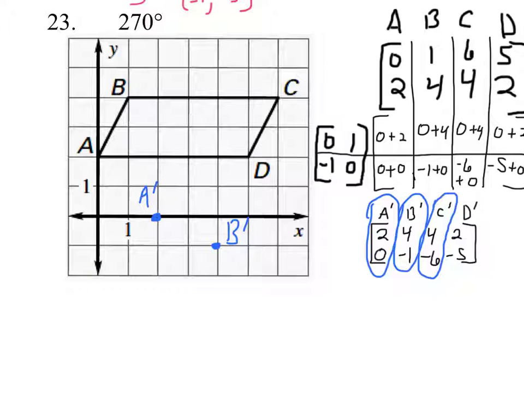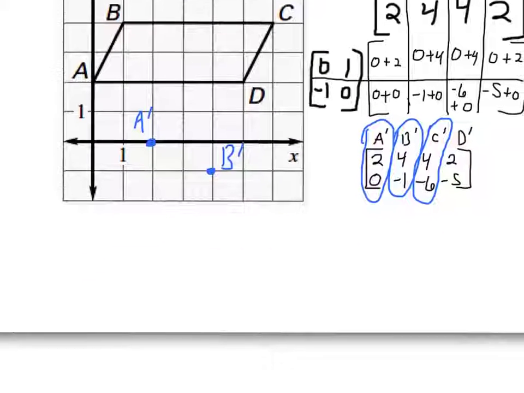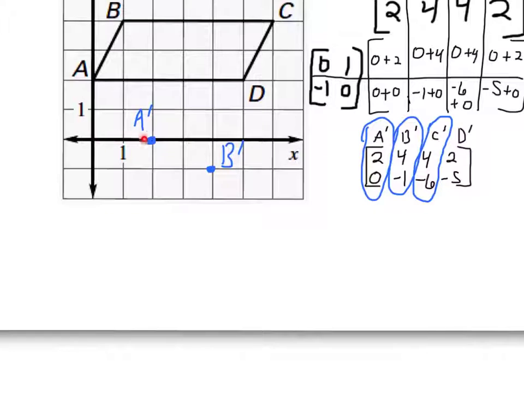This goes off the graph. That's okay. We can just estimate where it is. So let's see here. 1, 2, 3, 4, and down. That's 2. That's about 4. I'd say that is about 6.